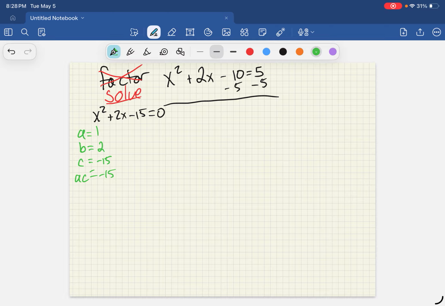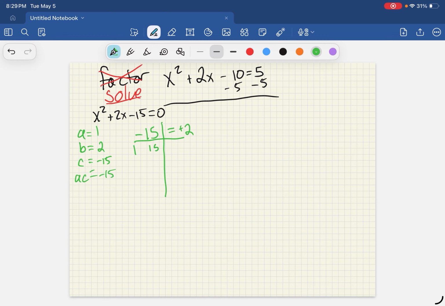My A, B, and C values are as listed, and AC is negative 15. And so what I am looking for is the numbers that multiply together to give me negative 15 and add together to give me a positive 2.